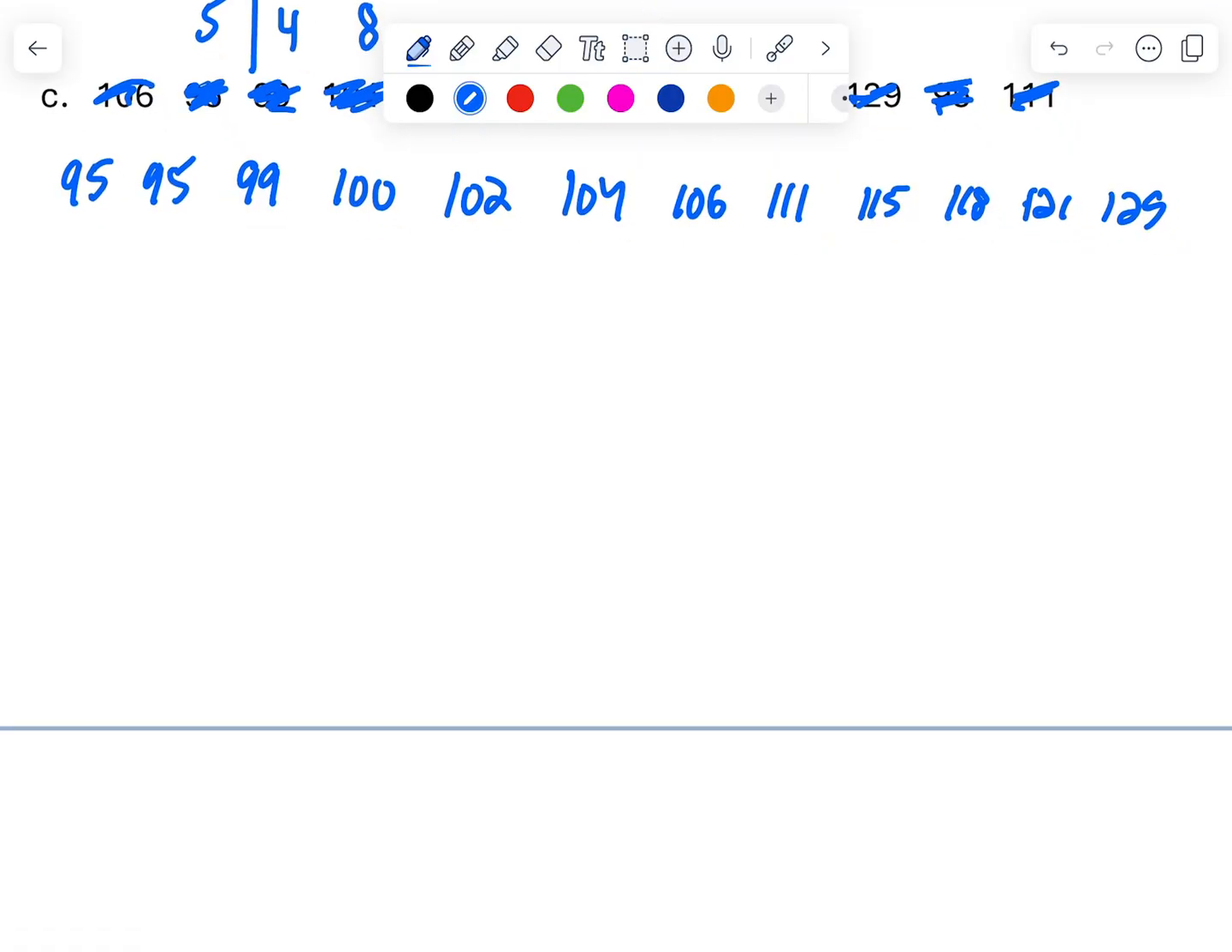Now notice here for my 3-digit numbers, it's not as easy as just putting a stem and a leaf. You always want to have 1 leaf digit. Your stem can be more than 1 digit. So what do I mean by that?